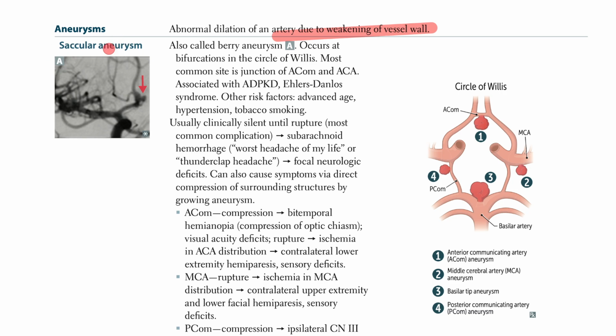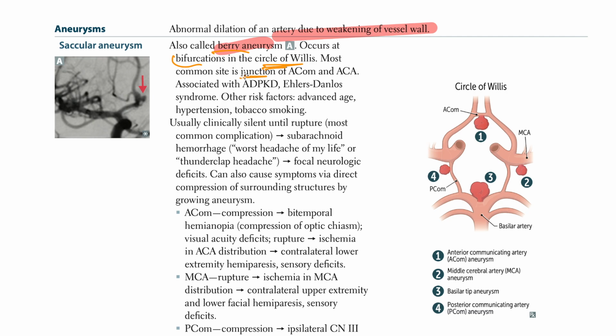So the first thing we have is saccular aneurysm. Saccular is also known as very high yield. We all know about it. It's called Berry aneurysm. Saccular aneurysm, Berry aneurysm, right? Berry aneurysm occurs at the bifurcation of the circle of Willis.